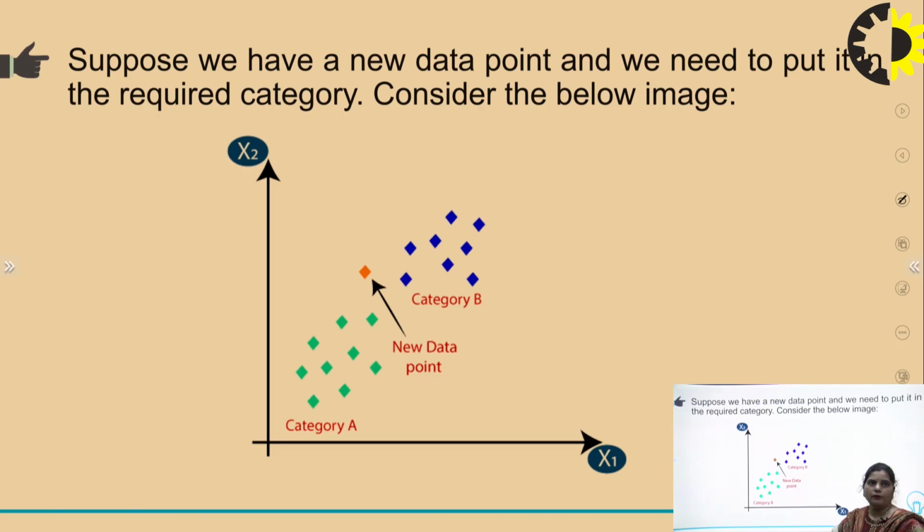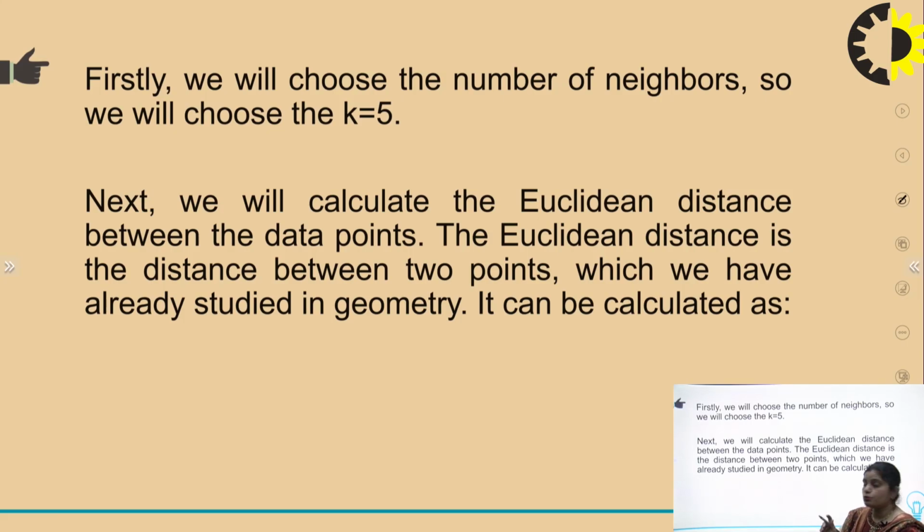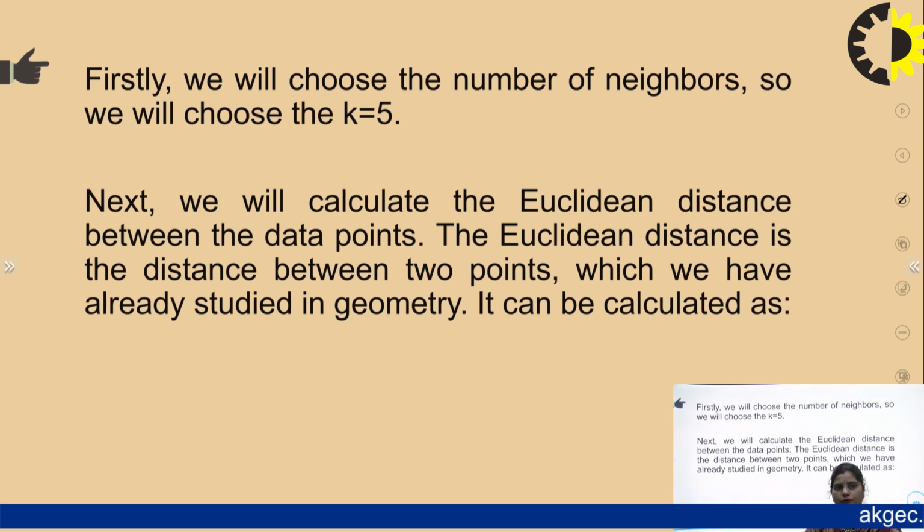Suppose we have a new data point and we need to put it into the required category in the given diagram. We have category A, as I showed you in the previous graph diagram, and this is category B. Now this particular data point arrives. In which category will it belong, category A or category B? Based on the Euclidean distance we calculate, we identify whether this new data point goes into category A or category B. Firstly, we choose the number of neighbors. We choose k as 5. Most of the time we take the value of k as 5.